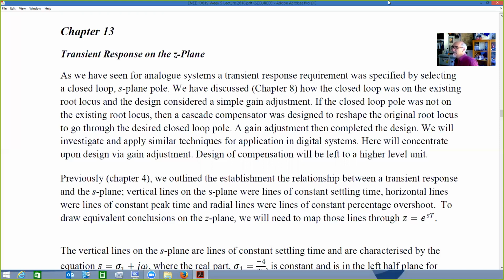We'll investigate and apply similar techniques for application in digital systems. Here we'll concentrate upon design via gain adjustment. Design of compensation will be left to a higher level unit.